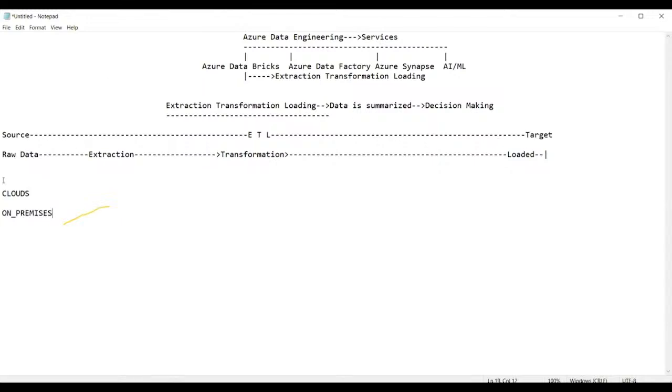Okay, so first of all, let us try to understand what is cloud. Now guys, Azure data engineering is cloud-based data engineering. Am I right? So now guys, let us try to understand first of all what is a cloud and what is on-premises. Let us try to understand first of all what a cloud basically is.